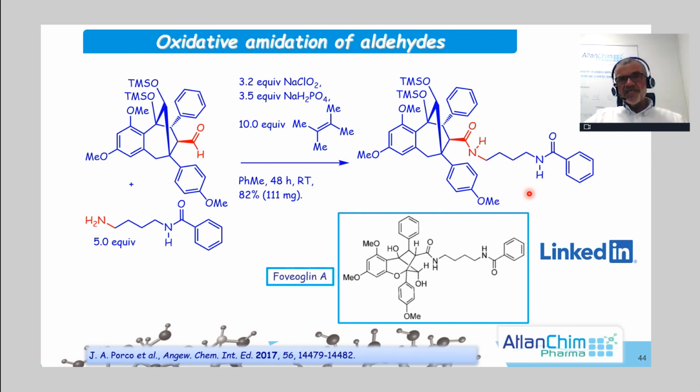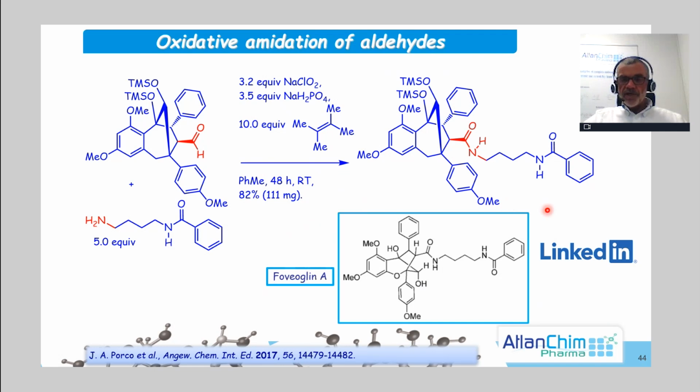So as presented in one of our last minute of chemistry on the LinkedIn, in the final stage of the total synthesis of this complex natural product, this oxidative amidation was used to prepare this amide from this aldehyde and this aliphatic amine under standard conditions. The desired amide was obtained in 82% yield on a 100 milligram scale.